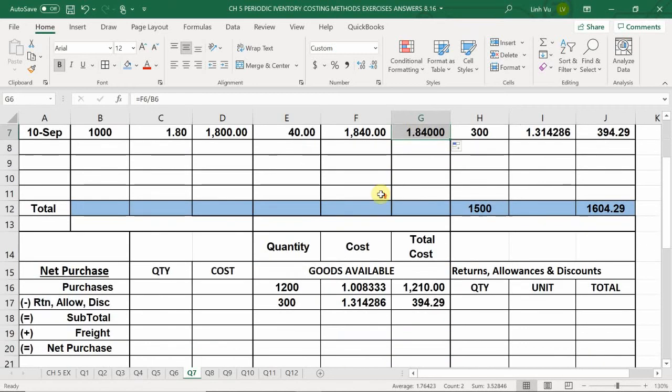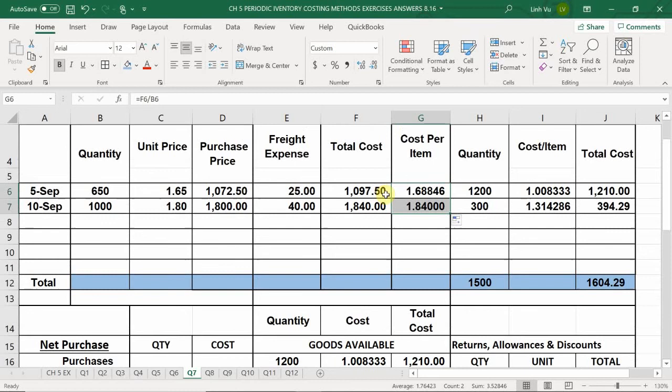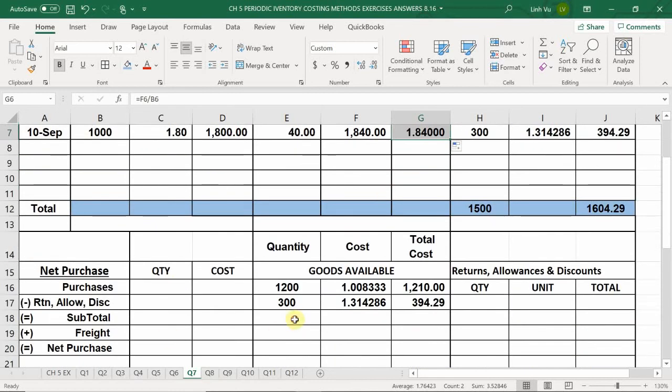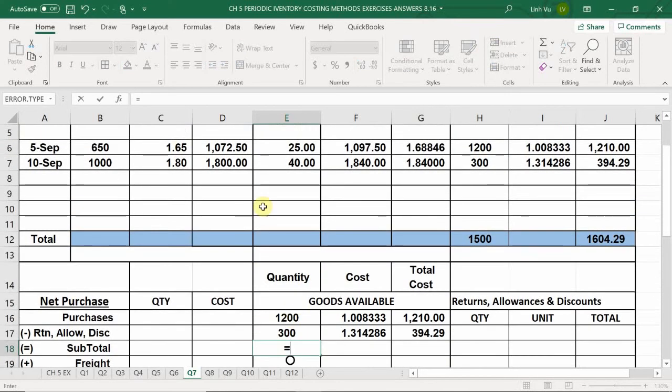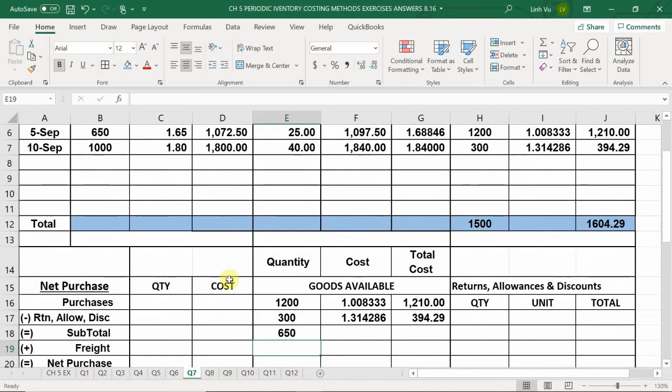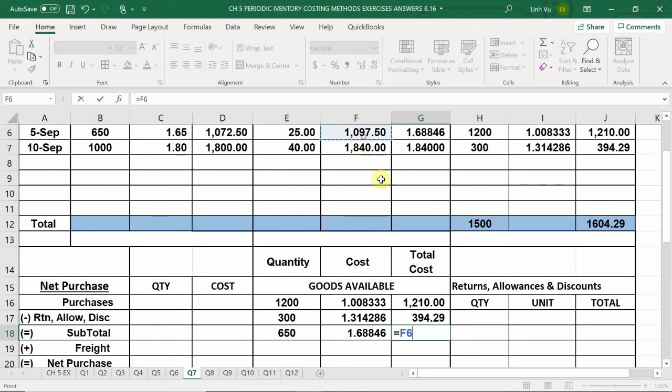$1.83. Good. From here, there are no purchase returns or allowances. So in this case, we're going to add the 650 into our batch of goods available. So 650 at $1.6884, which gives us a total cost of $1,097.50.